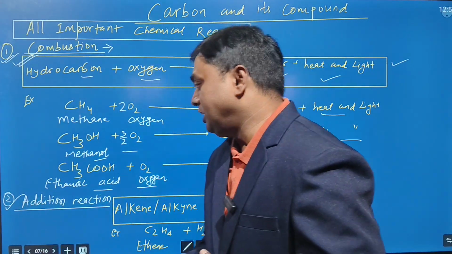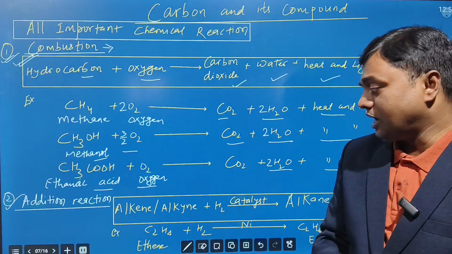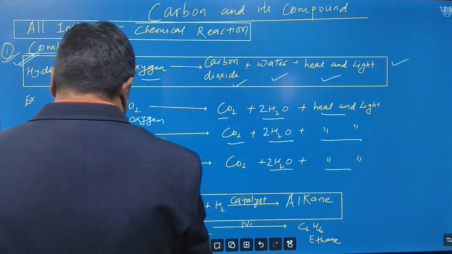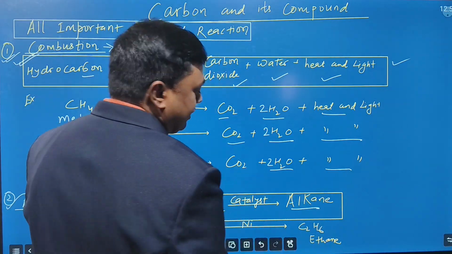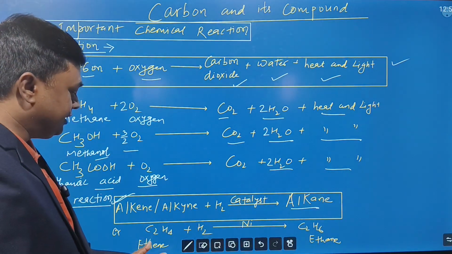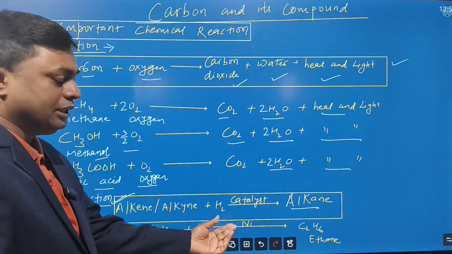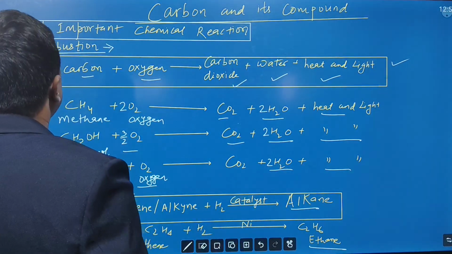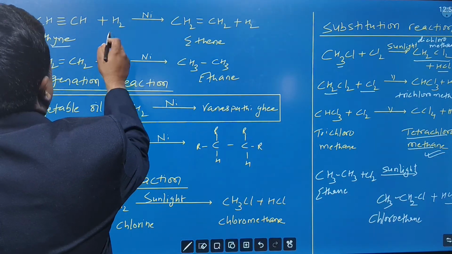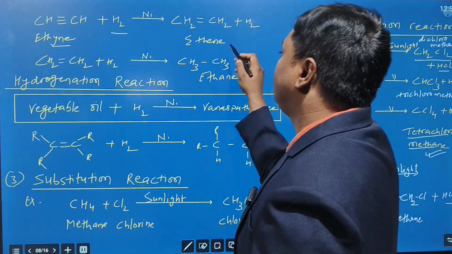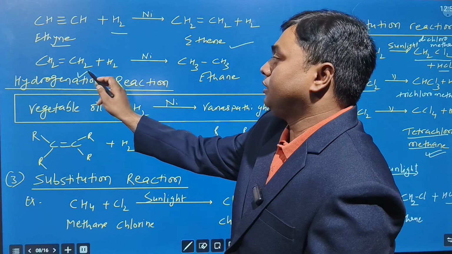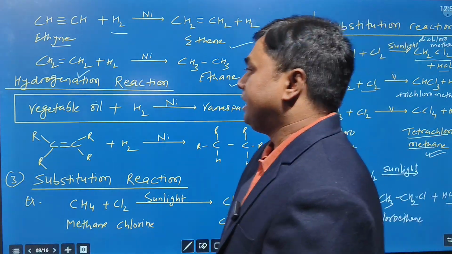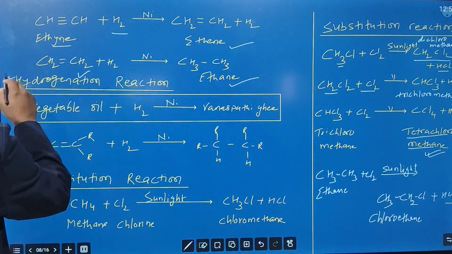Next reaction, addition reaction. What happens? In addition reaction, alkene or alkyne reacts with hydrogen in the presence of a catalyst. It gives you what? Alkane. For example, ethene C2H4 plus H2 in the presence of nickel gives you what? Ethane C2H6. Yes or no? Next, ethyne plus hydrogen. First, ethyne will change into ethene. After that, ethene will again combine with hydrogen and give you ethane. Yes or no?